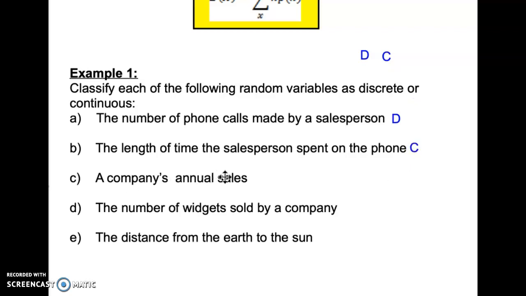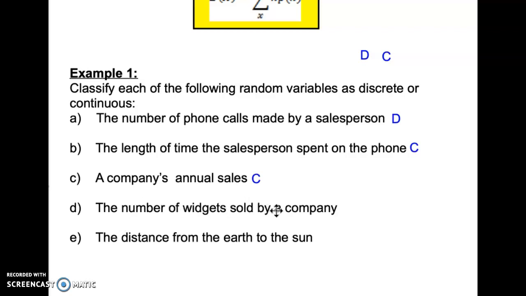A company's annual sales. So you have to ask yourself, does it jump or does it move through all the possibilities in between? This one's a little bit debatable. You could say that it is going to be discrete because it's to the nearest cent. Or some people would argue that it's continuous because it doesn't jump, it moves through all the possibilities that there are. It just happens to be to the nearest cent. So I'm going to put continuous, but as with a lot of things, it would depend on how you argued your point. I would accept discrete as well. Okay.